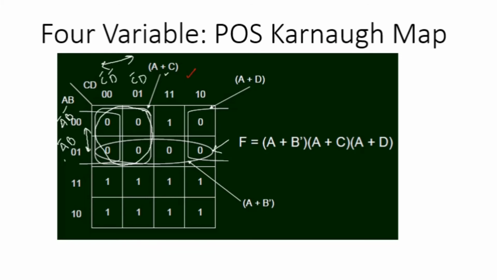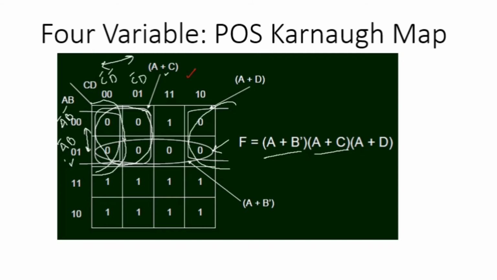Similarly, you can check for this horizontal one. For this horizontal one, there is nothing common from the column side, but from the row side, as we can see here, it is giving me A bar B. But as I already mentioned, I will be reversing this. That means it will be A plus B bar. As you can see here, it is A plus B bar. Similarly, this was A plus C.